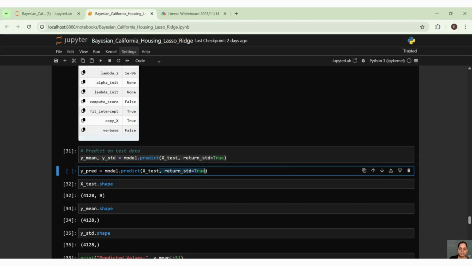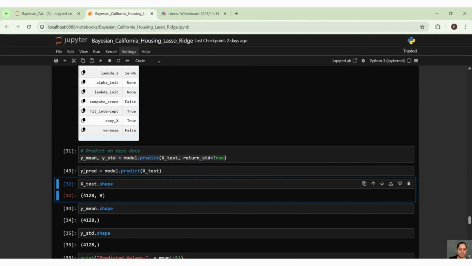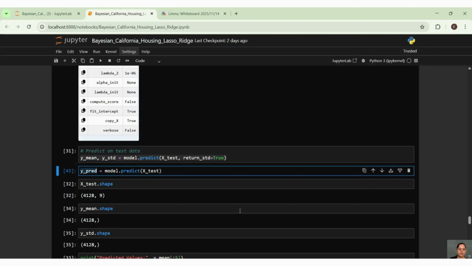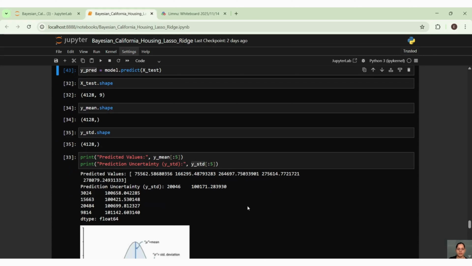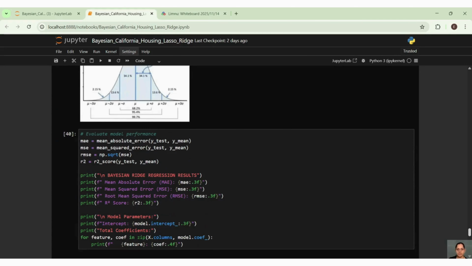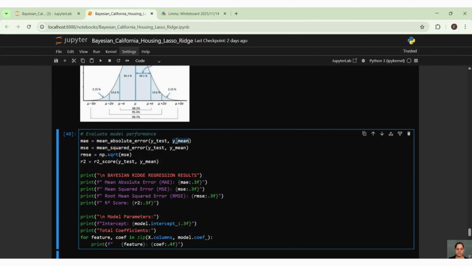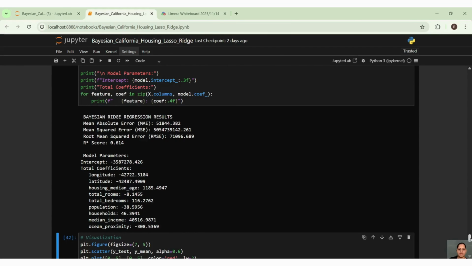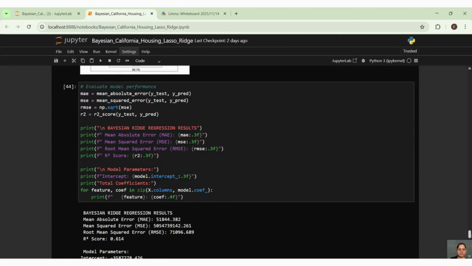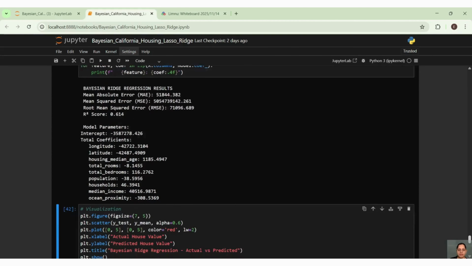It should be just x test. Now if I give input to this, let's see what we are getting. This is y mean, y standard deviation. You don't have to worry. We will just take this y predicted, and let's see how we are getting our output. So yeah, you can see it's totally equal to your y mean value, right? You can see it 51,844 and all.